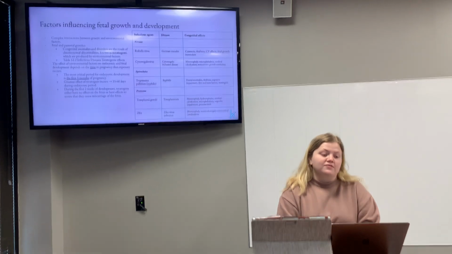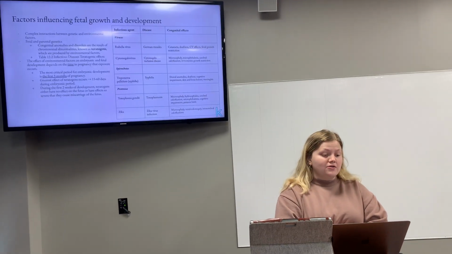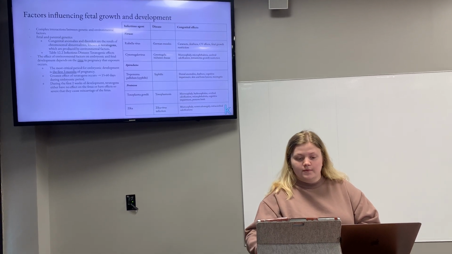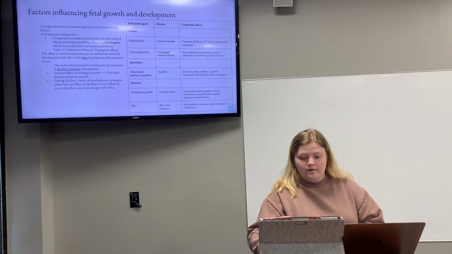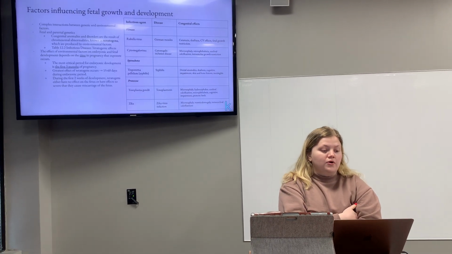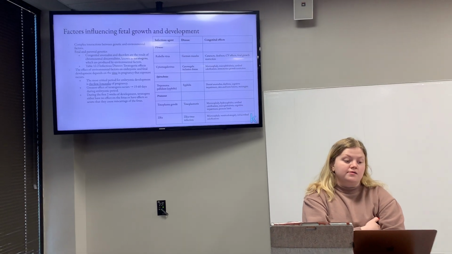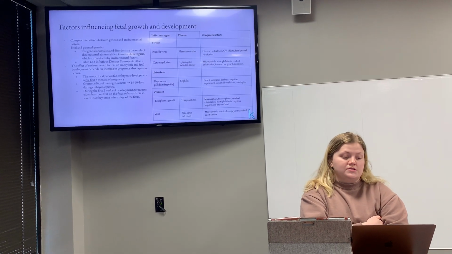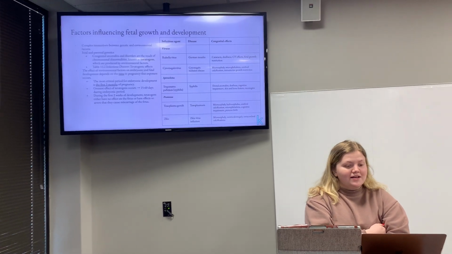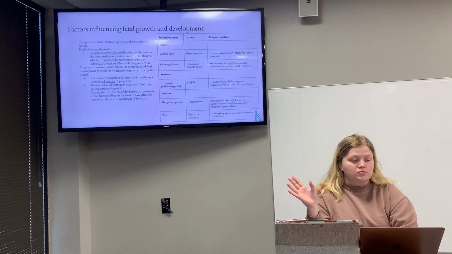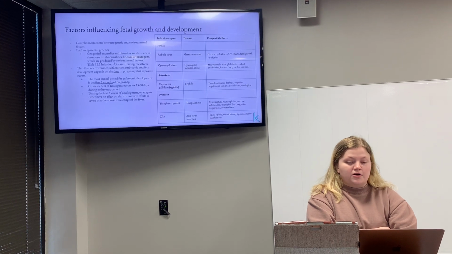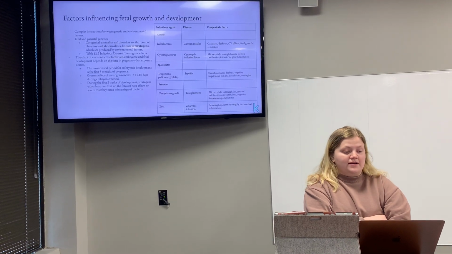And then factors influencing fetal growth and development: complex interactions between genetic and environmental factors. Let me get this slide over here. Fetal parental genetics, congenital anomalies and disorders are a result of chromosomal abnormalities known as teratogens. I think that's how we said it. And I put table 12.2 on this slide so you guys could see some teratogens cause diseases that cause congenital effects.